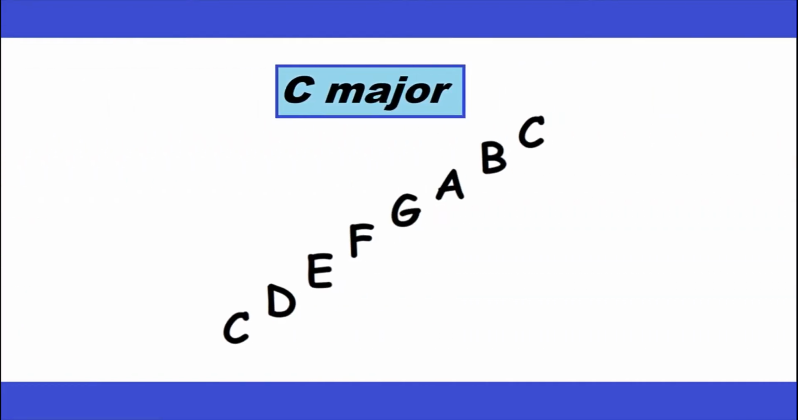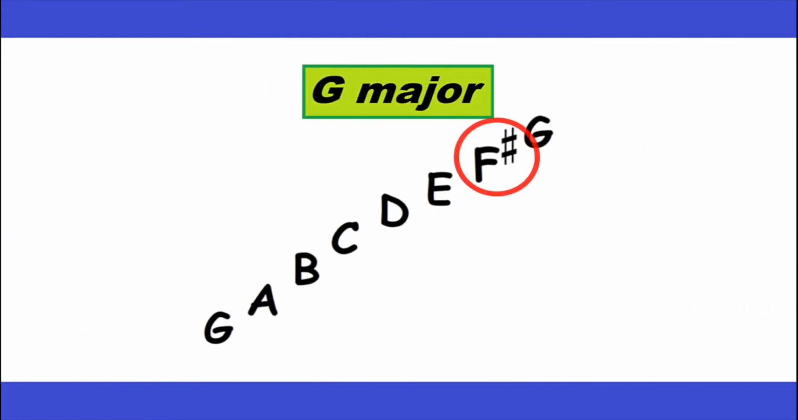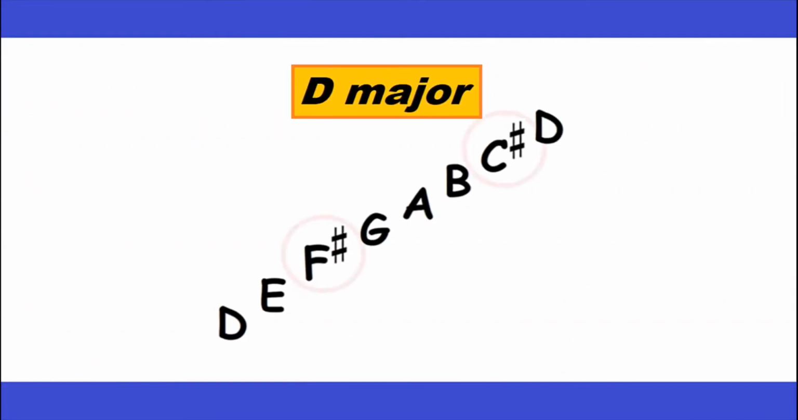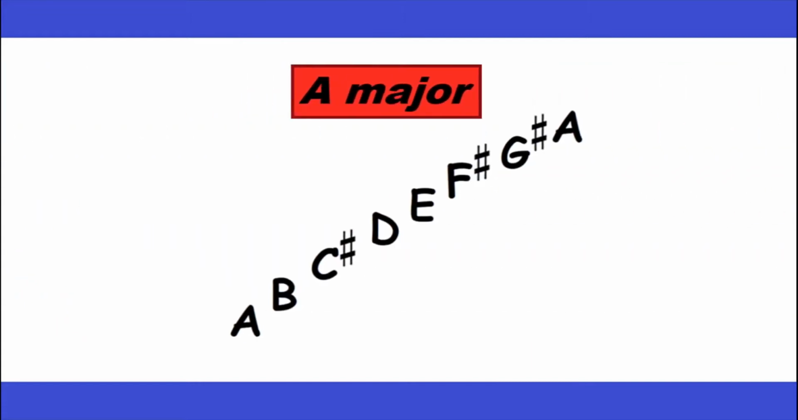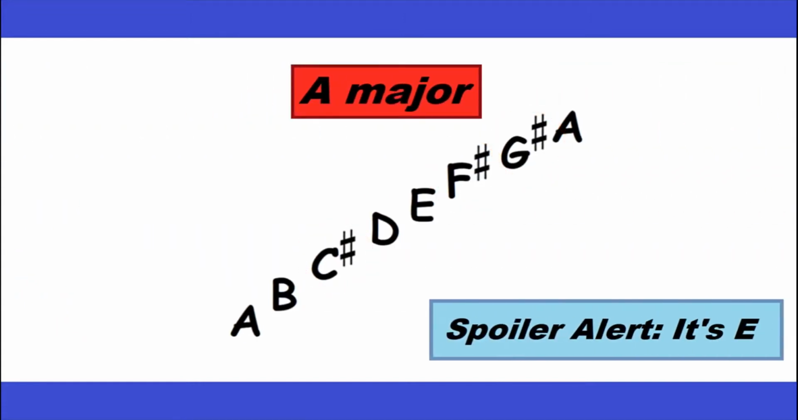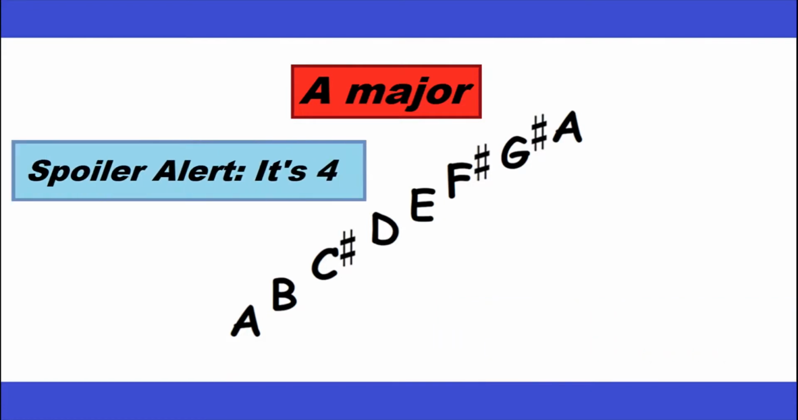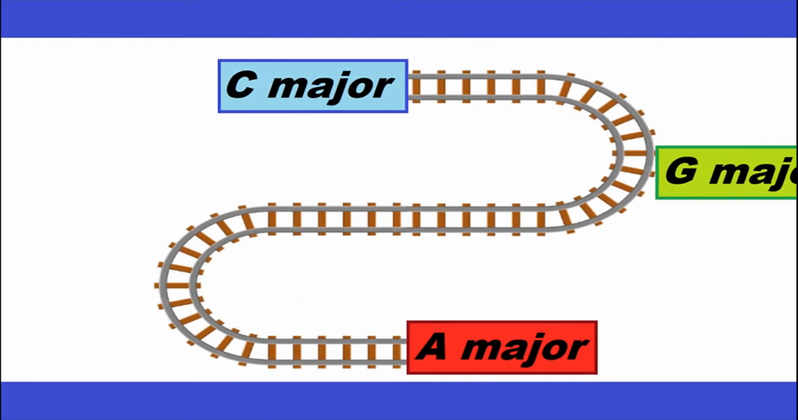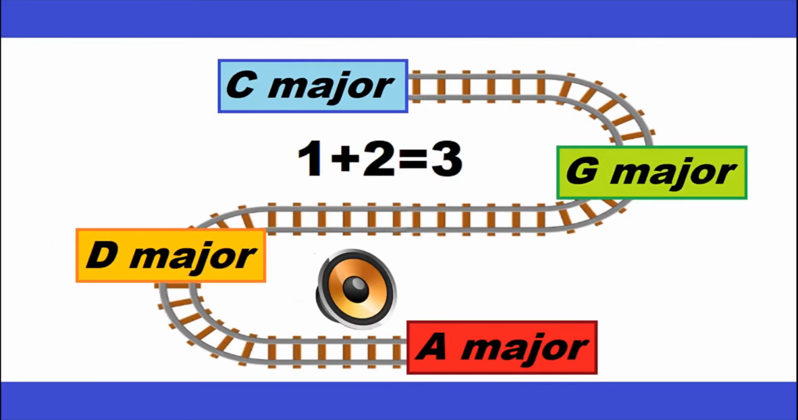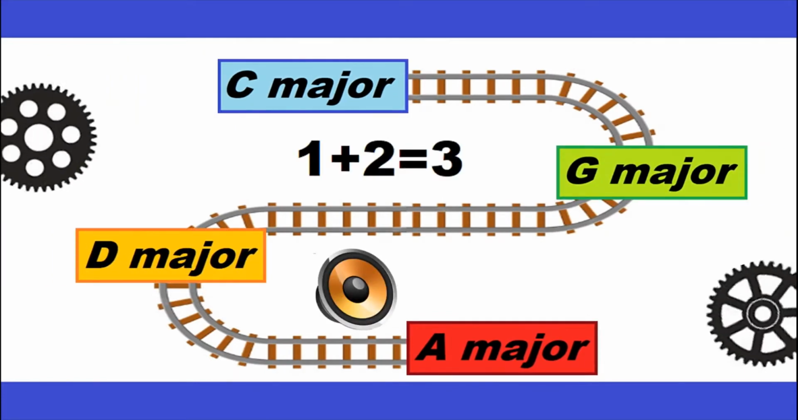I want to point out a pattern that you might have already noticed. With C major, we had 0 sharps or flats. With G major, we had 1 sharp. With D, we had 2 sharps. And with A, do you see where I'm going with this? You don't even need to know what the next key would be to guess at how many sharps would be in that key. The major keys are connected to each other in mathematical and sonic ways. It's part of what makes music work.